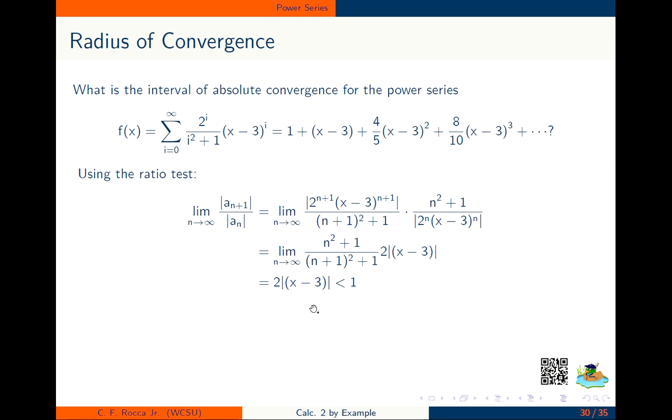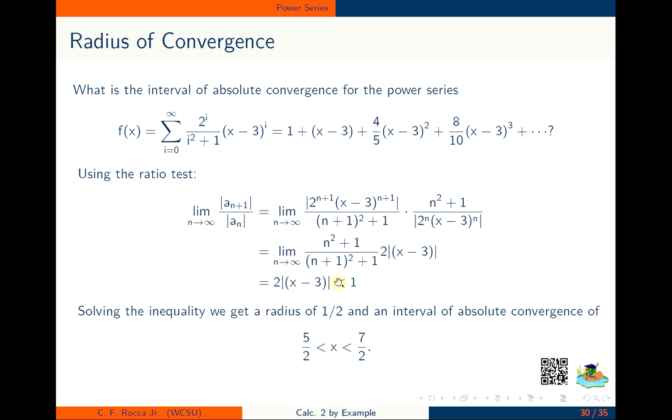For this series to converge using the ratio test, I need that to be less than 1. The reason I want this less than 1 is because that's how the ratio test works. If you forgot about how the ratio test works, you should go back and check out the other video in this series where we do an example of that when we're doing convergence tests. So if this has to be less than 1, I can now solve that inequality.